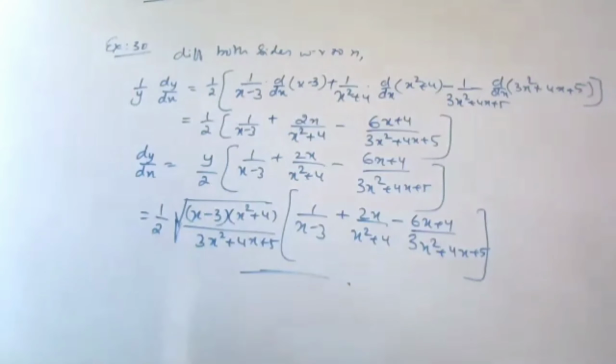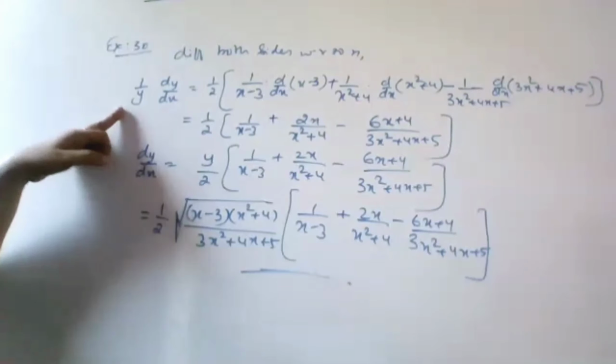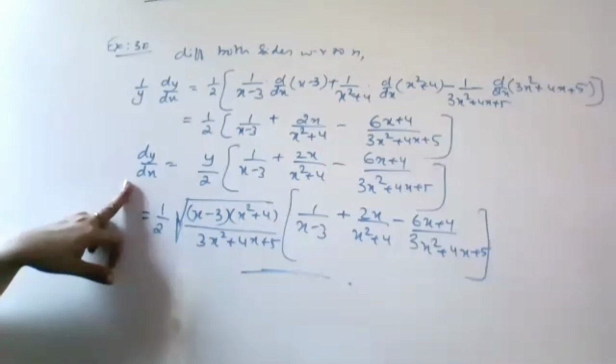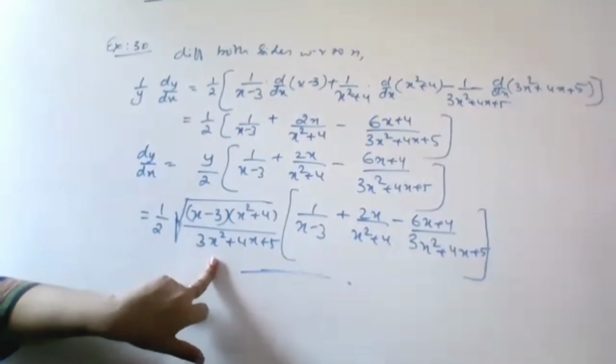Understood how to do? First step, taking log on both sides, using the property of log, and then differentiating with respect to x, and then taking dy by dx equal to and replacing the value of y from the question.